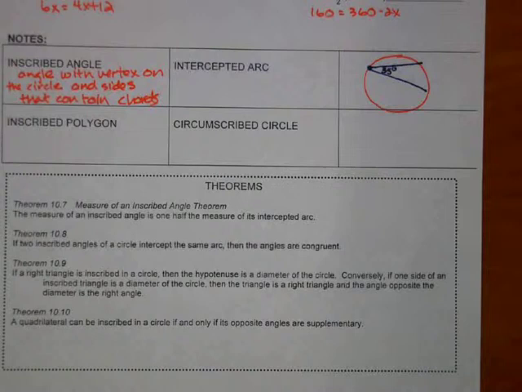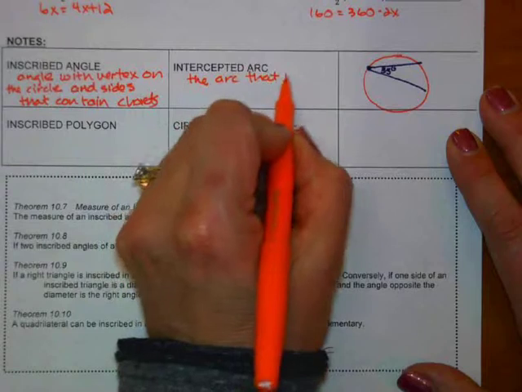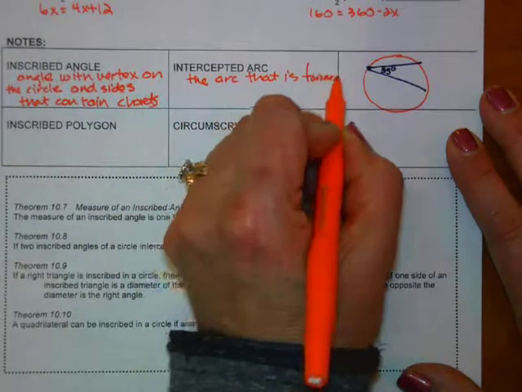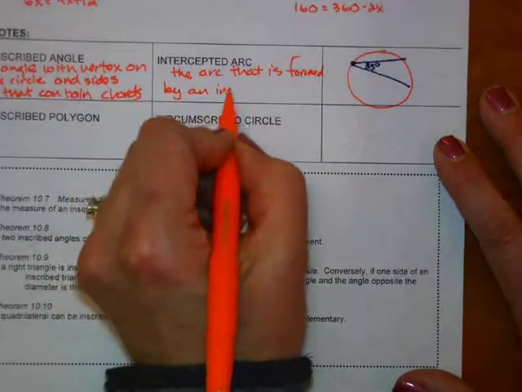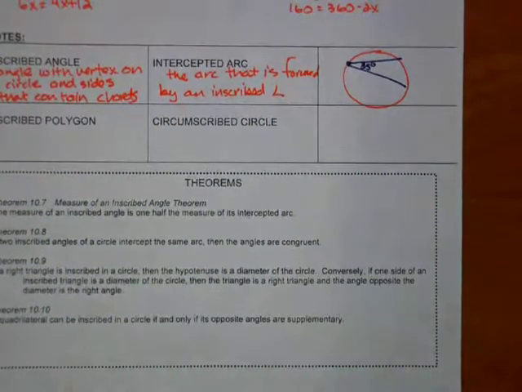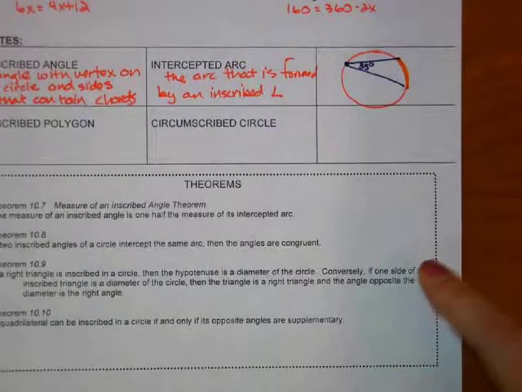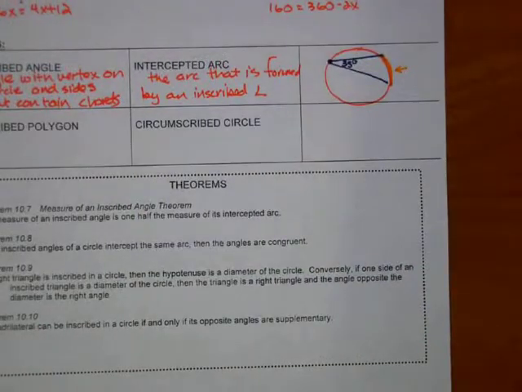All right. Intercepted arc is the arc that is formed by an inscribed angle. So this right here, it should be a different color maybe. That would be the intercepted arc. Make sense? Yeah. No. What part? Of those 2 definitions. You good?